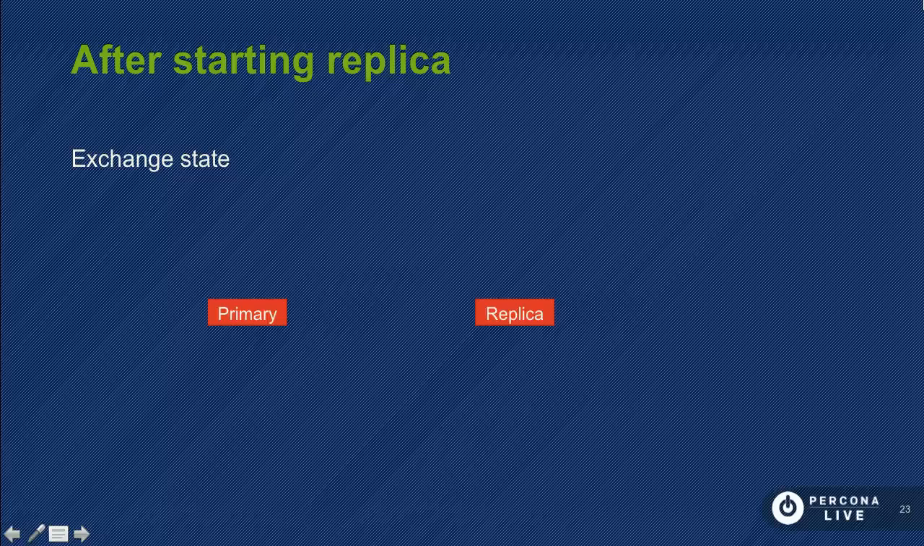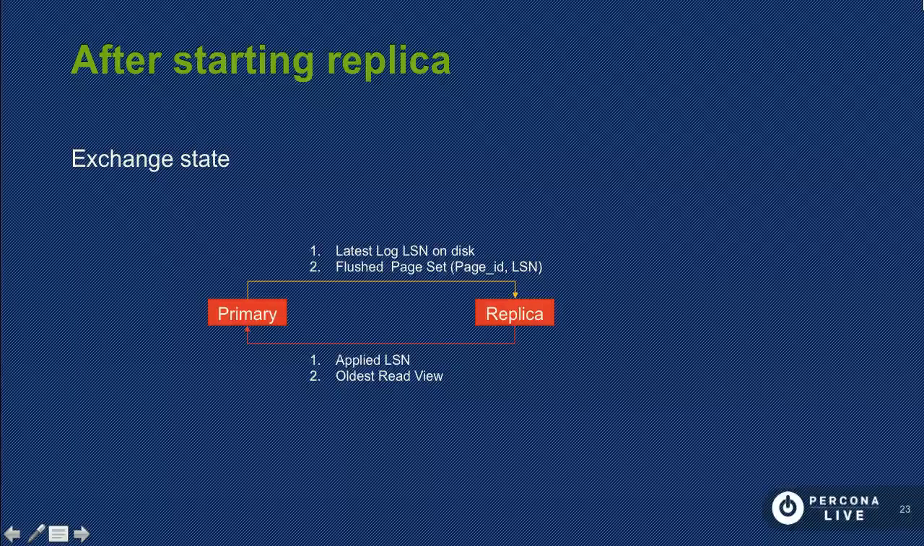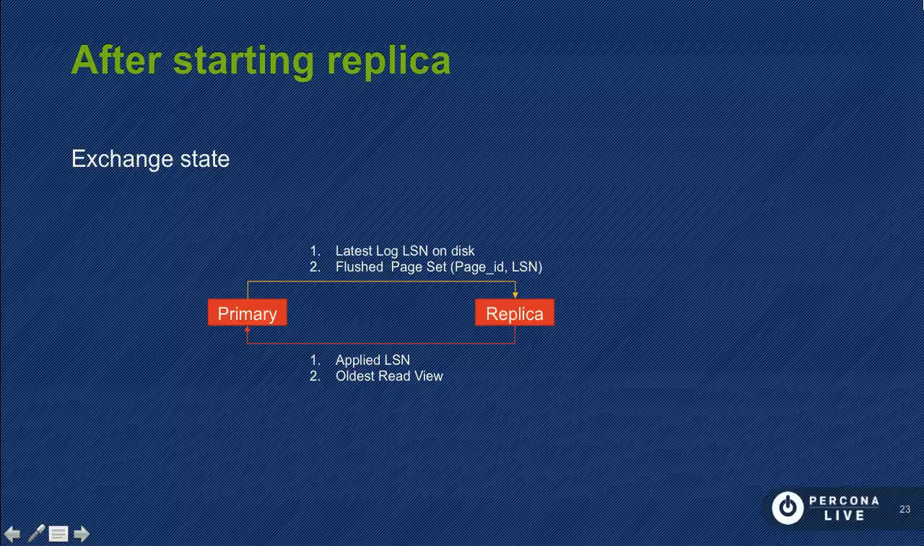After starting up a replica, they will keep communicating with each other. The primary server will keep sending the latest log LSN on disk, and also the state, which includes which pages are flushed to disk and the LSN of each page. And the replica will send back the LSN that it has been applied up to, and also the oldest read view, for undo purge control.